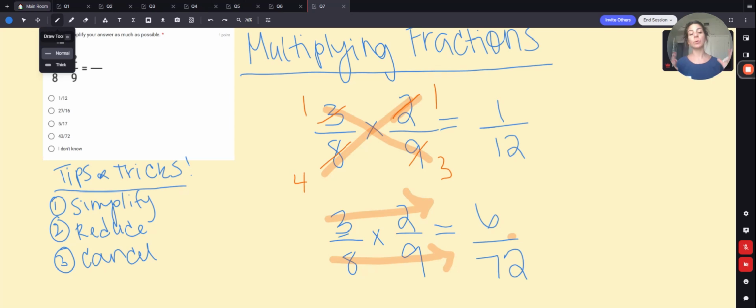We see that this is a really big fraction, so we can try our best to simplify it after we multiply. But you see here how this can be a little bit more challenging, so it's better to simplify before you multiply, and you'll have the best or the most simple answer after. We can divide both of these by 6. So 6 divided by 6 is 1. And 72 divided by 6 is 12.